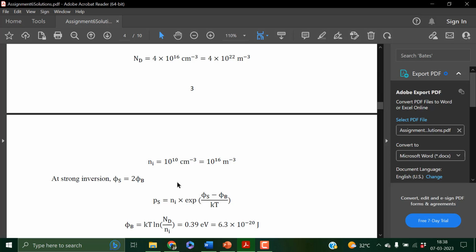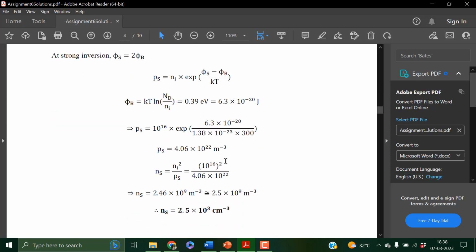In that diagram, whenever we are talking about strong inversion, what will be the relation between phi s and phi b? Phi s is equal to 2 times phi b. Yeah, that you know, right? Now you have to find out an equation where you finally find ns. Yes, ma'am. Ns is equal to Ni exponential of (phi s minus phi b) by kT.